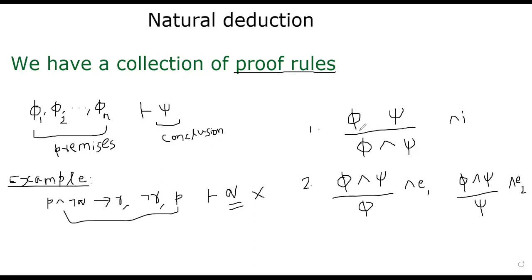So this is something that you already established. This is like a premise. Phi and psi is a premise. You can conclude phi and psi. Here, phi and psi is a premise. You can conclude phi. Similarly, psi.